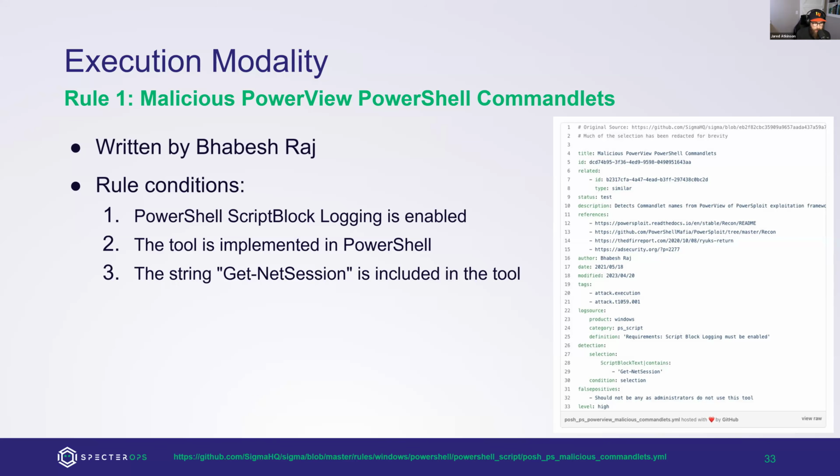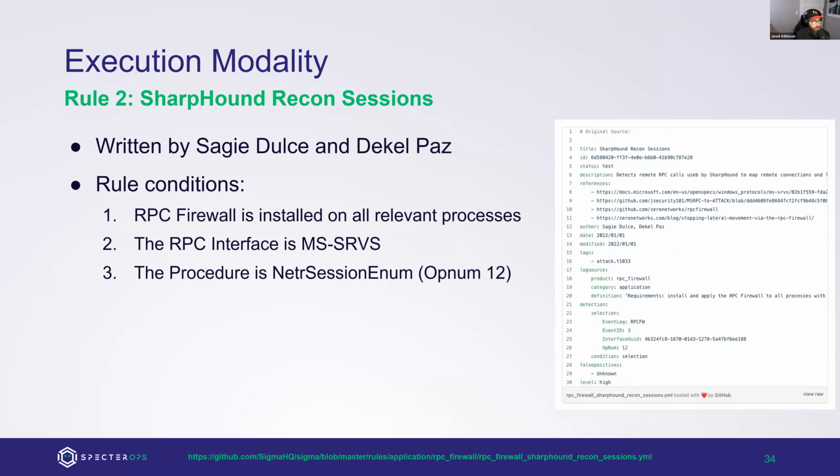And then the last one we see on line 29 is that the script block text contains getNet session. The real rule has a bunch of different strings there. For brevity's sake, I selected one string. We're looking for the term getNet session, based on the fact that PowerView's getNet session is the name of the function. And so it's going to detect it that way. Next slide.